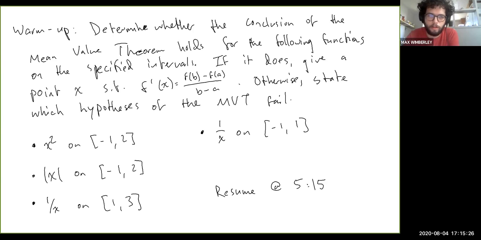All right, hey guys. So, hopefully this was pretty straightforward. It's just meant to be kind of a routine practice with the mean value theorem and what it states. So, for the first one, if you look at the statement of the mean value theorem, right? So let's see.